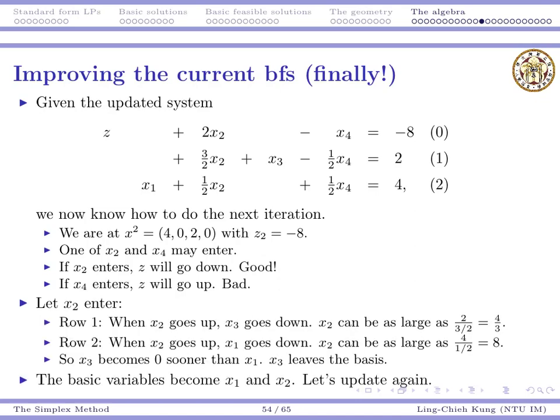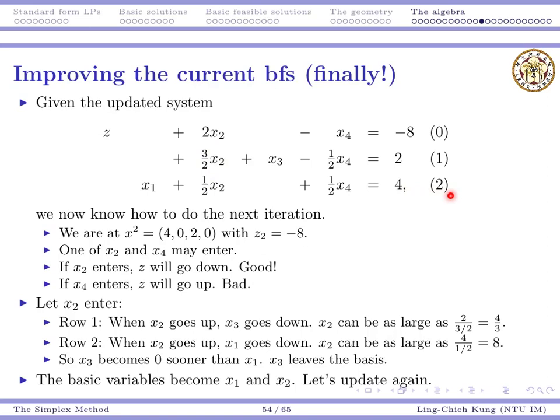So now we know the only thing we may enter is x2. And now for row 1, there is only x3 as a basic variable. x4 must be 0 forever, in this iteration, and x1 does not appear. So you know when x2 goes up, x3 will go down to maintain this equality constraint, and the amount of x2 we may increase will be 4/3 as the ratio of 2 to 3/2.